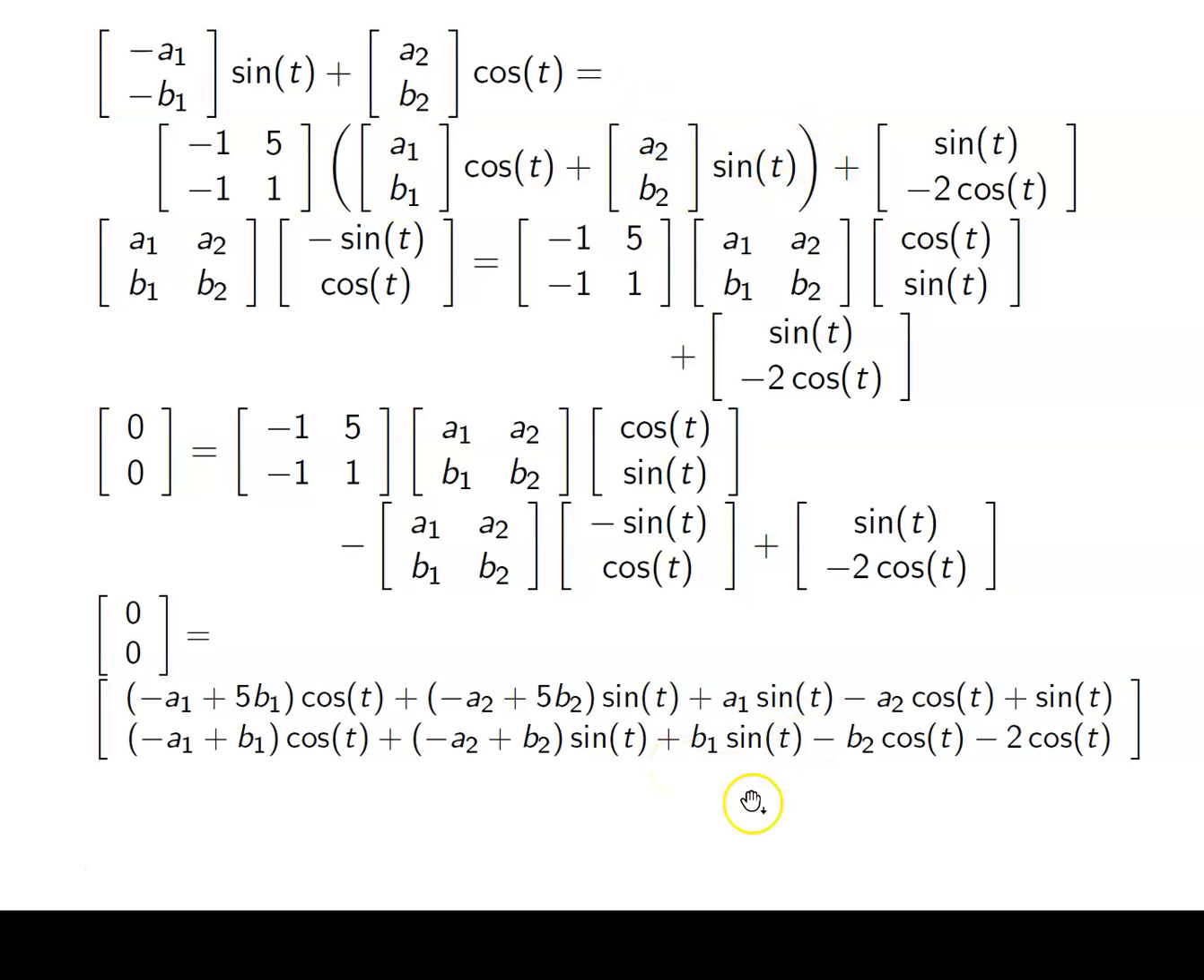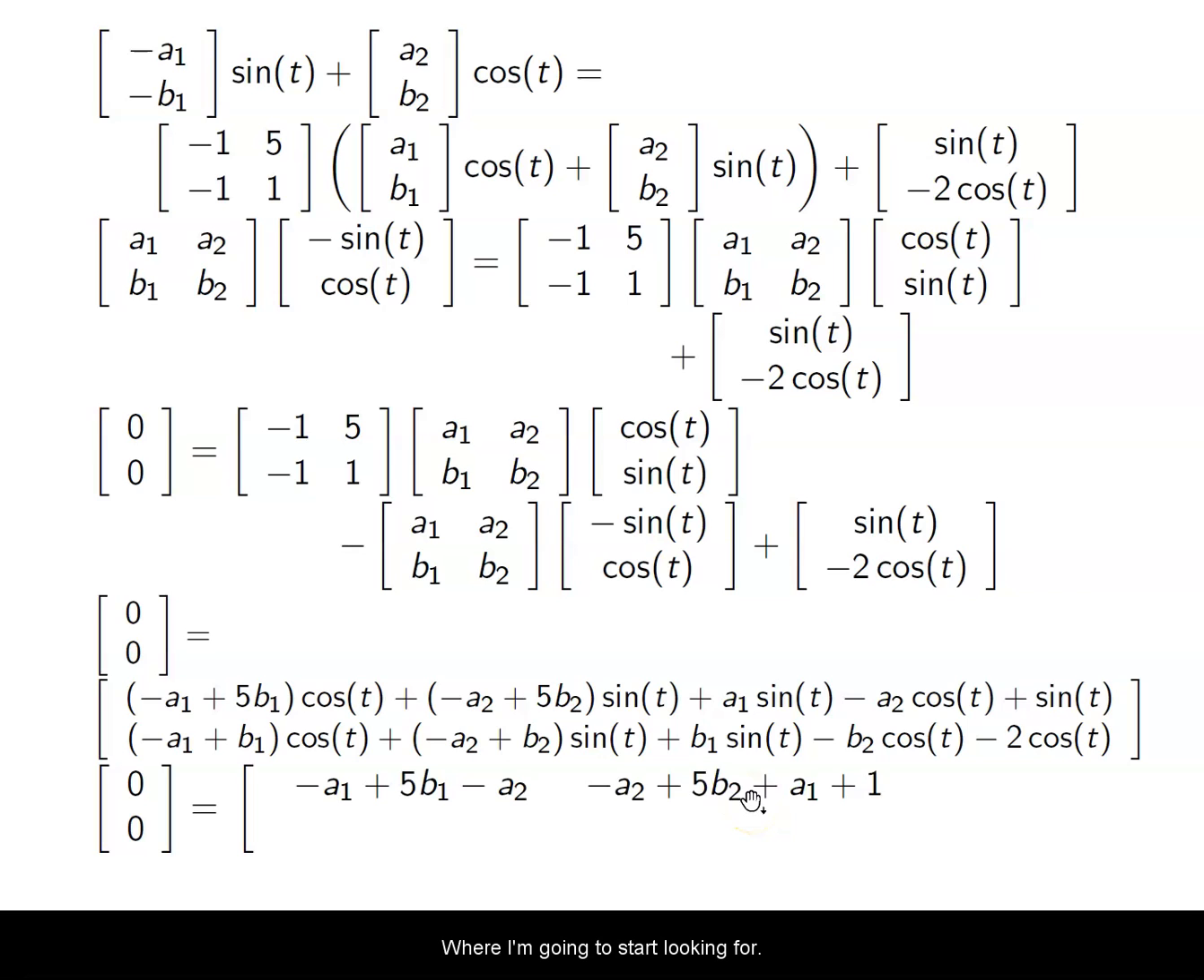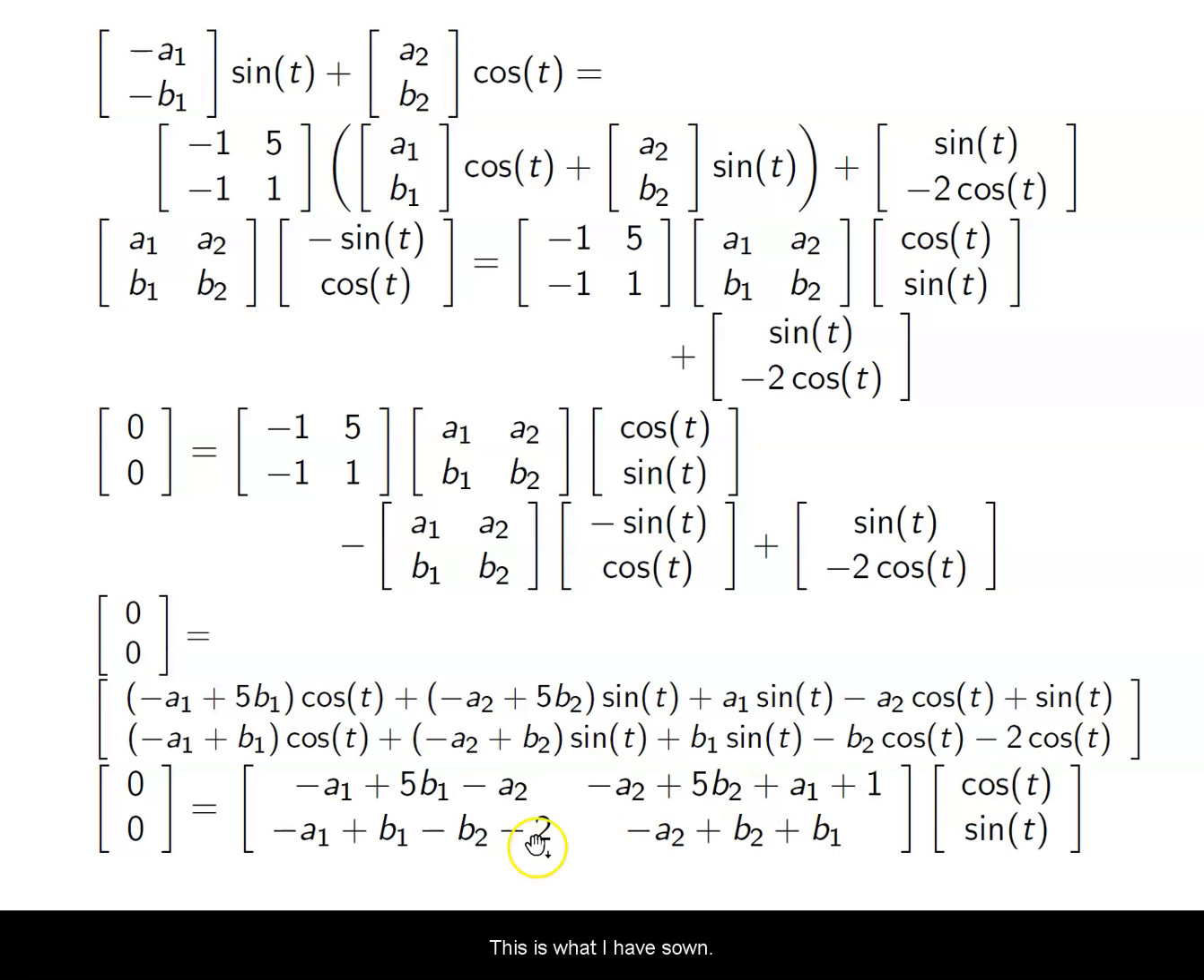So that's kind of where I'm going to start looking for it. Okay, so this is what I have. What I'm doing is separating cosine and sine. These are going to be everything that has cosine, and this is going to be everything that has sine. So first equation cosine, first equation sine, second equation cosine, second equation sine.